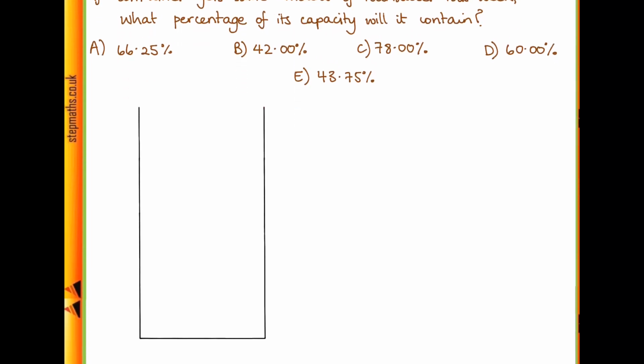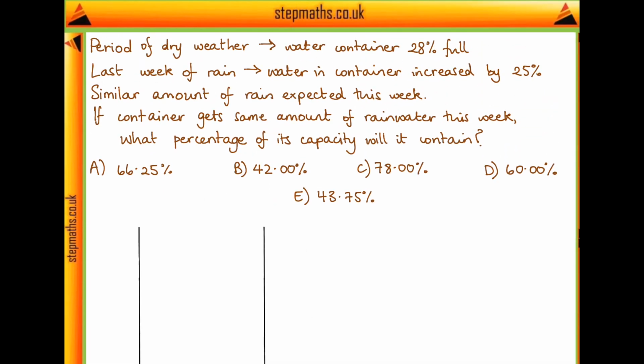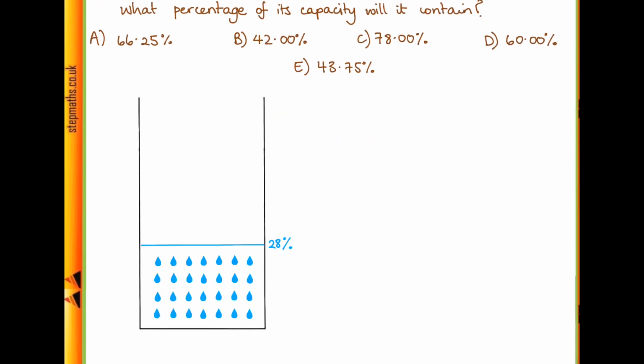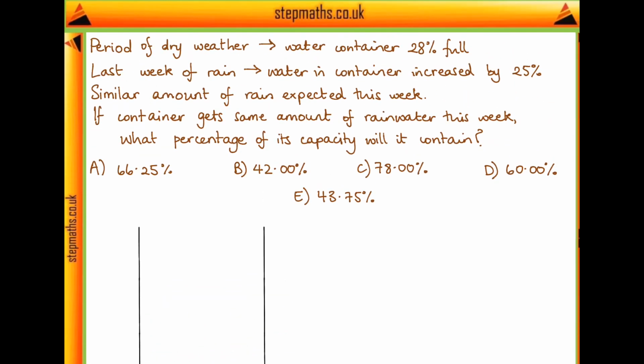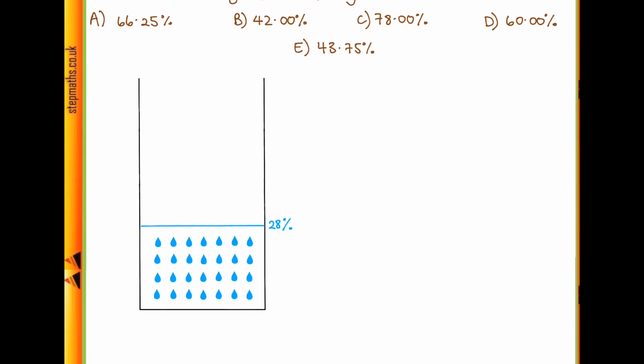Okay, so here's my water container, and originally after the period of dry weather it was filled to 28% full. So here it's now filled to 28%, and I've done 28 water drops here, so each drop is like 1%. But anyway, now the water is going to increase by 25% because of the rain last week.